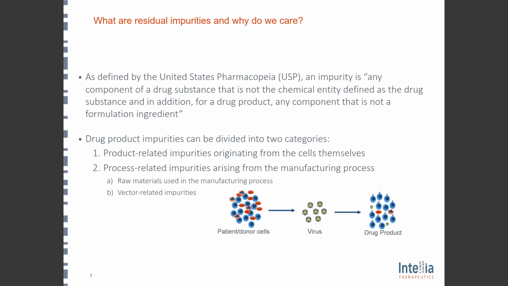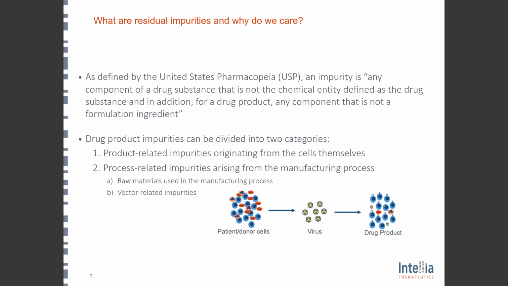So drug product impurities are generally divided into two separate categories. You have your product-related impurities, which originate from the cells themselves. And so this is where you find your dead cells or your non-target cells or your untransduced cells. Those are all considered product-related impurities.